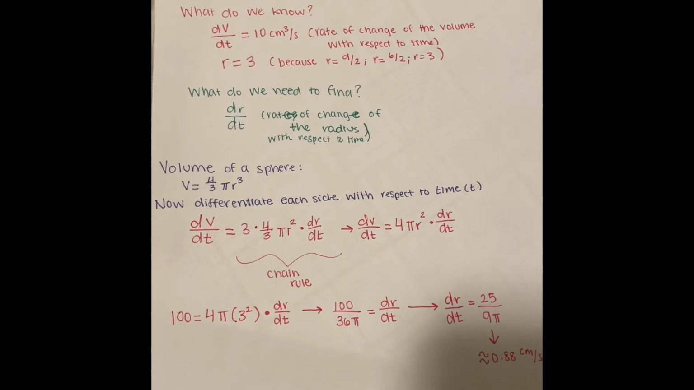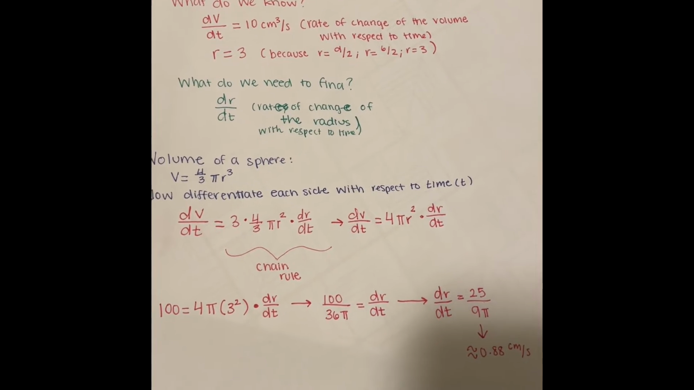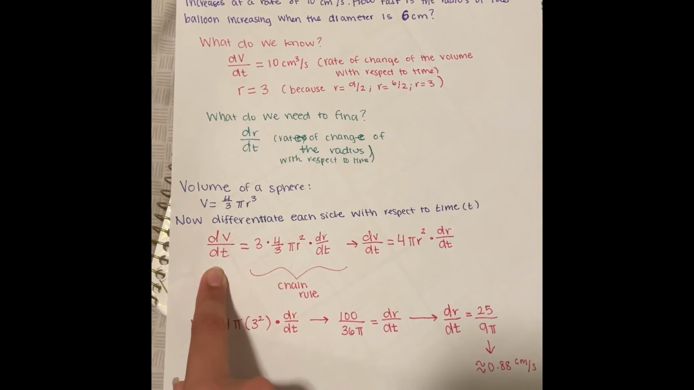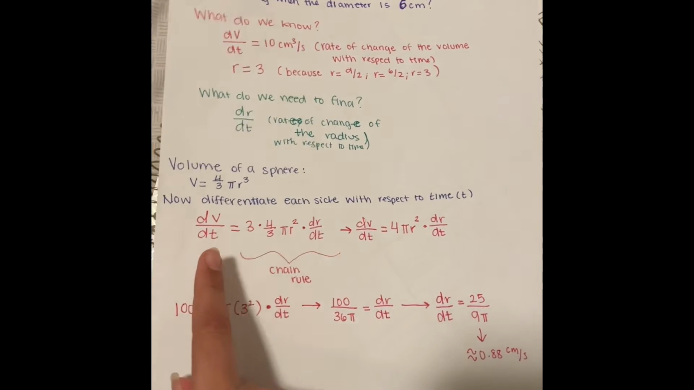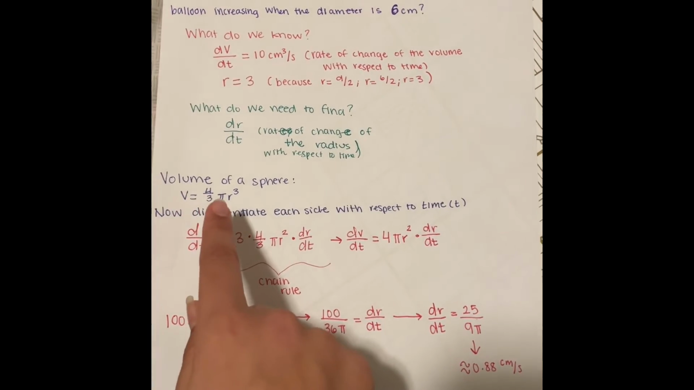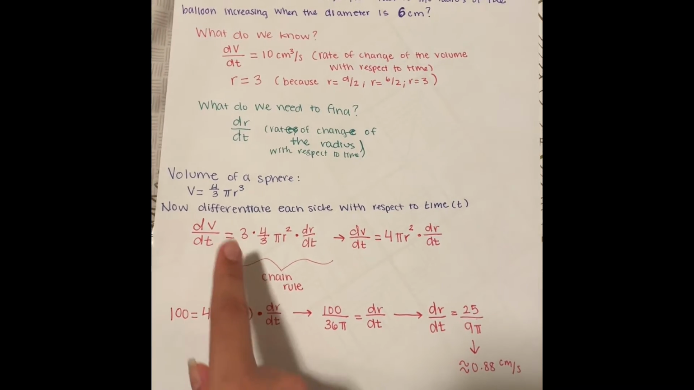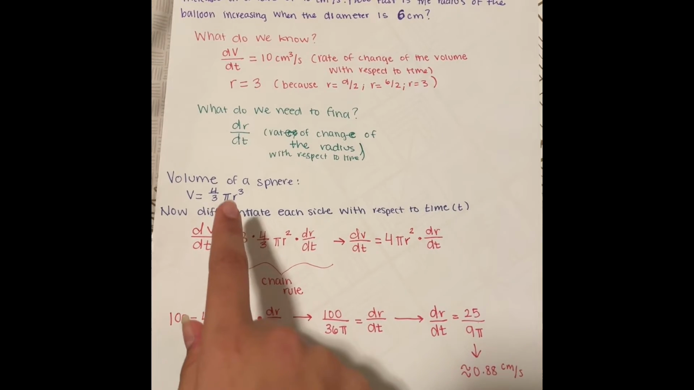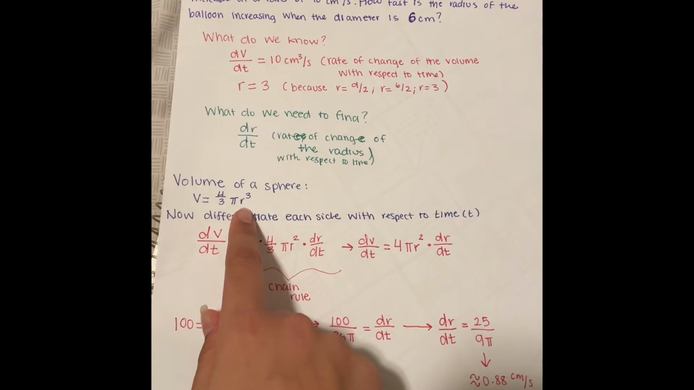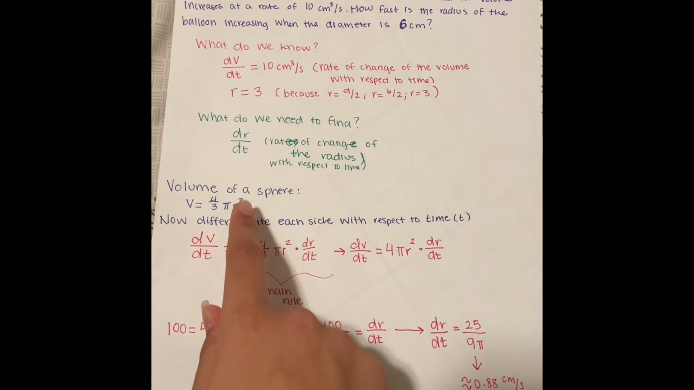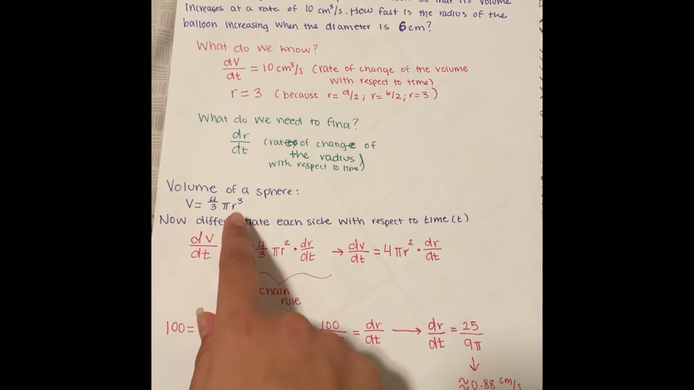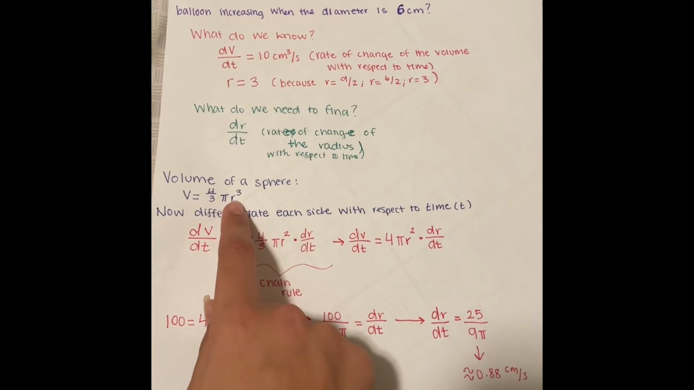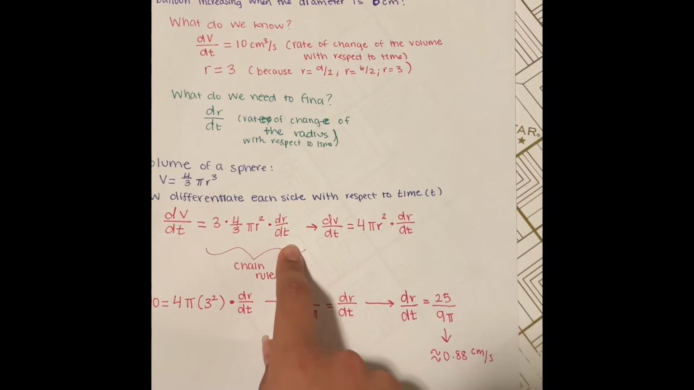Now we have to differentiate both sides with respect to time, represented by t. On this side, we differentiate, so it's dV over dt, the rate of change of the volume with respect to time. And over here, we differentiate this part of the equation using the chain rule. First we take the derivative of this, so it would be 4/3 pi because it's a constant, and then we take the derivative of r cubed, which is 3, and when you subtract 1 from the exponent, it's r squared. Then you take the derivative of what's inside, which is just r, and the derivative of r with respect to time is dr over dt, which is what we're solving for.